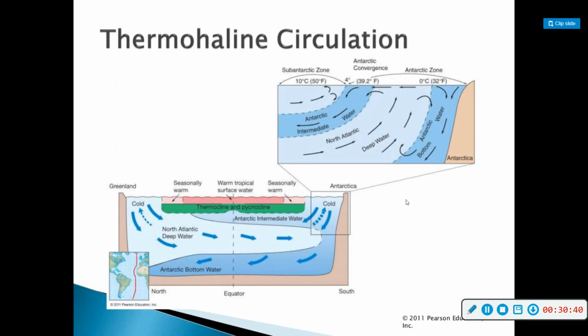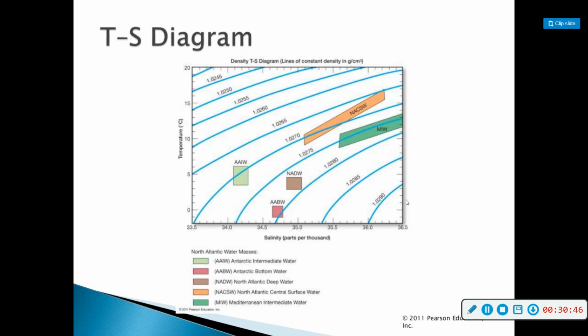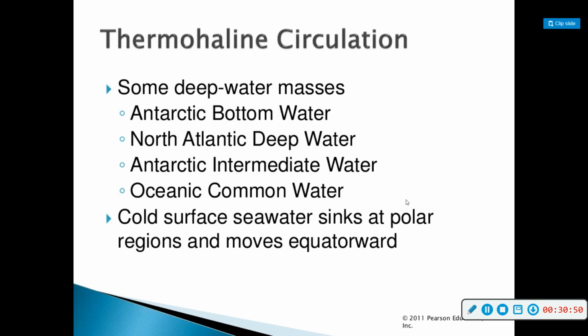Then we have a picture of all of this lovely stuff, and then we have more pictures. And then thermohaline circulation, some deep water masses: your Antarctic Bottom Water, your North Atlantic Deep Water, your Antarctic Intermediate Water, and your Oceanic Common Water. Cold surface seawater sinks at the polar regions and moves towards the equator.